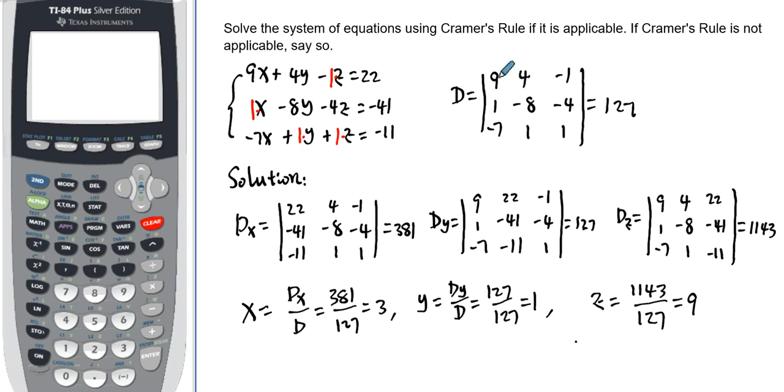We want to find the first determinant. This one will be used as a denominator, 127, 127, 127, everywhere. Now, to calculate this one, we know we can use our calculator.